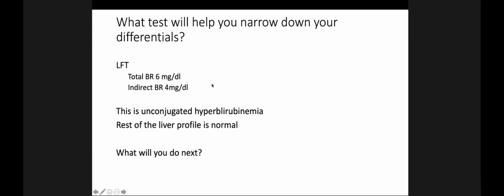So even in a normal profile, your unconjugated bilirubin will be high. It can even be 80-90%, right? That is when it's in the normal range. So here it is clearly in the abnormal range, right? And it is predominantly unconjugated. The rest of the liver profile is normal, right? So what does unconjugated hyperbilirubinemia mean to you?